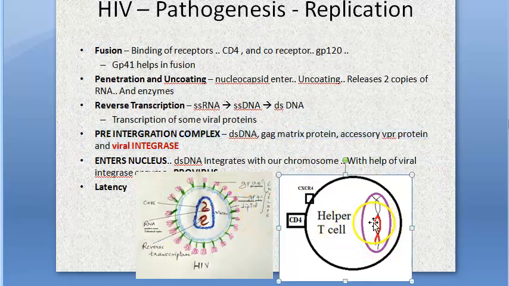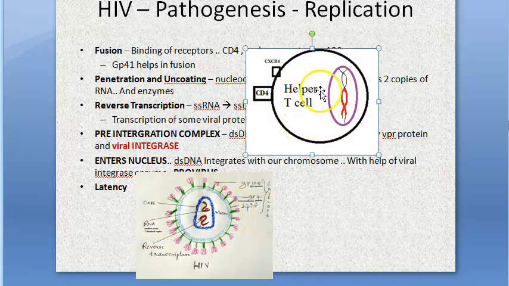Now this pre-integration complex, what happens? It enters the nucleus. See, this is the T helper cell. Now this is the nucleus. This pre-integration complex has entered the nucleus. Once it enters the nucleus, it is going to bind and integrate with our chromosome. This is with the help of the viral integrase enzyme.